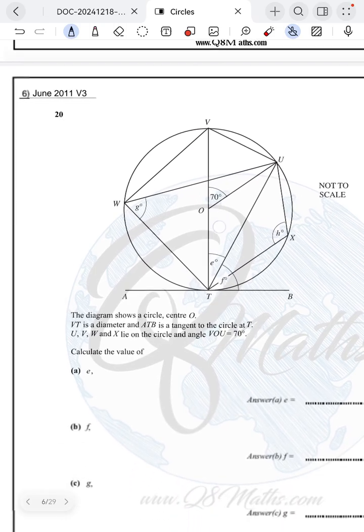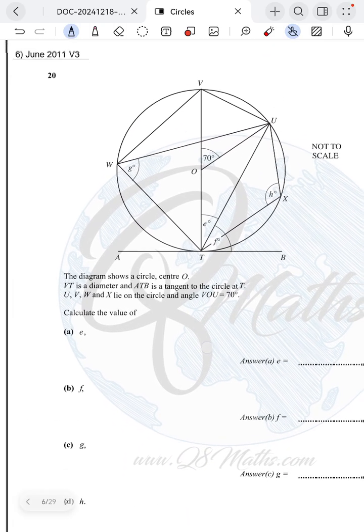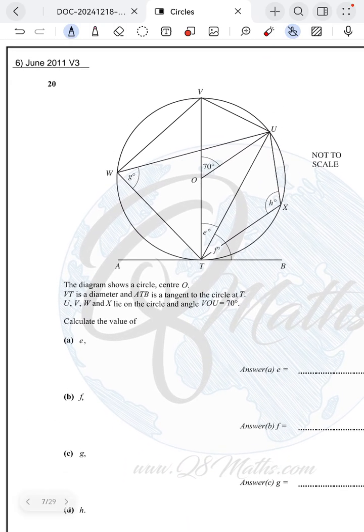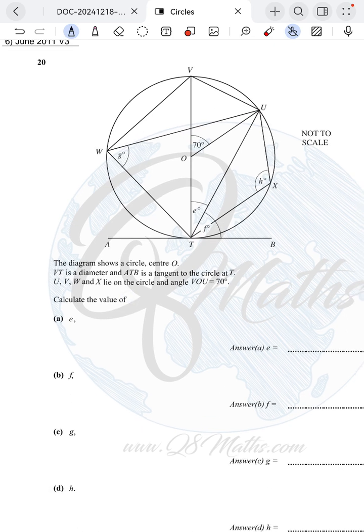Let us go to another question. 2011 V3. They ask you to find E, F, G, and H. Okay, let us take it step by step. If you look at OU is a radius, OV is a radius, the vertex lies at the center. So this angle 70 is the angle at the center, or a central angle. It moves from U until V, or from V until U. So here is the arc of this angle at the center.